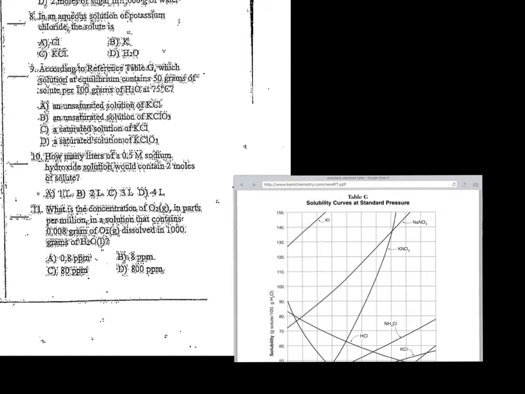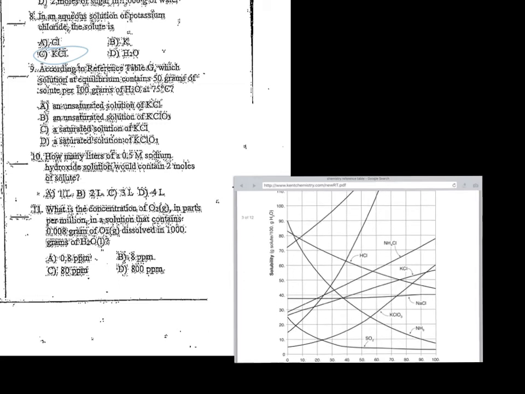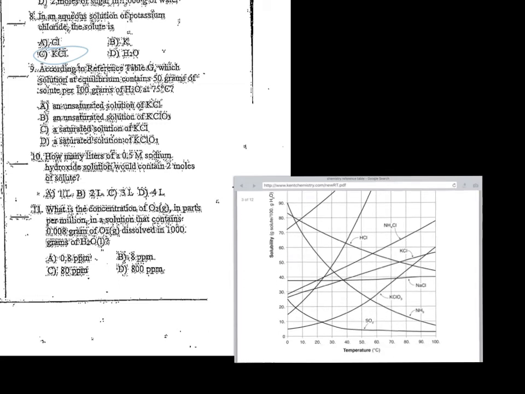Now number 8, in an aqueous solution of potassium chloride, the solute is just potassium chloride. That's the thing you dump into water to make it the aqueous solution of it. Alright, number 9. According to reference table G, which solution at equilibrium contains 50 grams of solute per 100 grams of H2O at 75 degrees Celsius? So that means we have to go to table G, find 75 degrees Celsius, so that's right here. Let's mark it up.